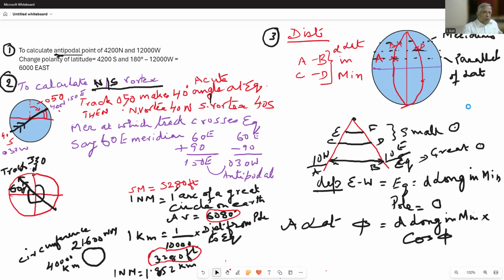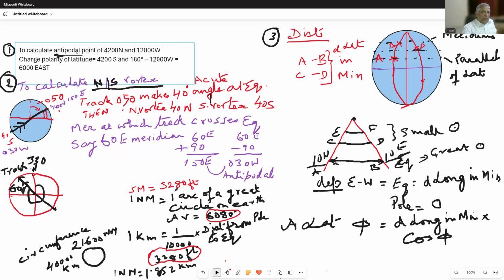Today, we will cover the concept of what is an antipodal point, what is a north or south vortex, what are the different units for measurement of distance in aviation, and how to convert dlat and dlong into distance. Okay, let's start with the calculation of antipodal point.